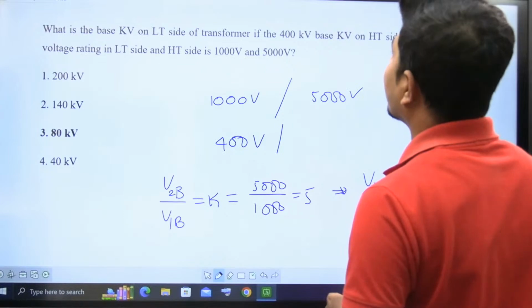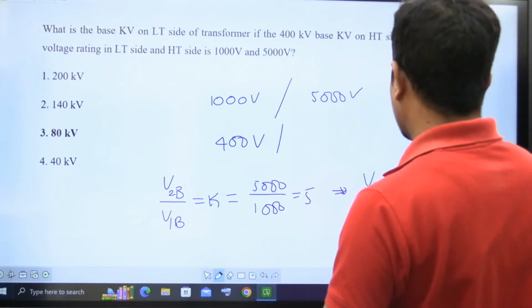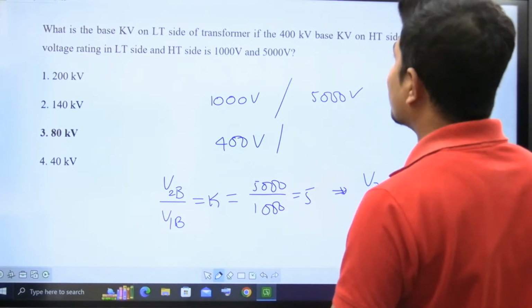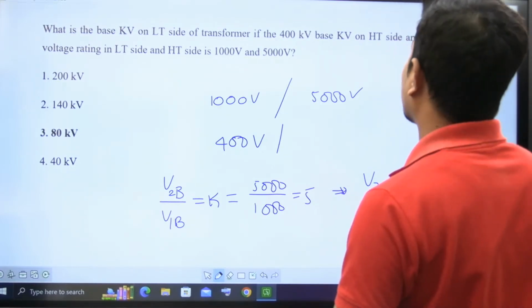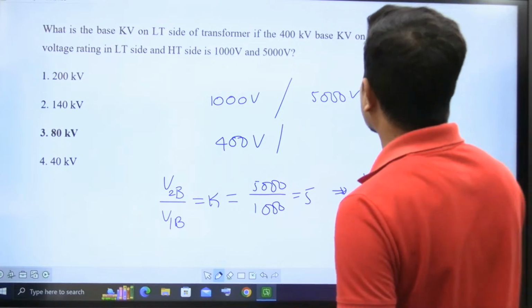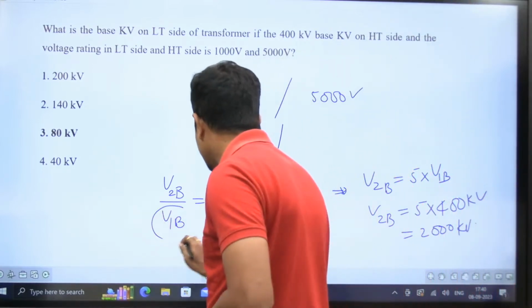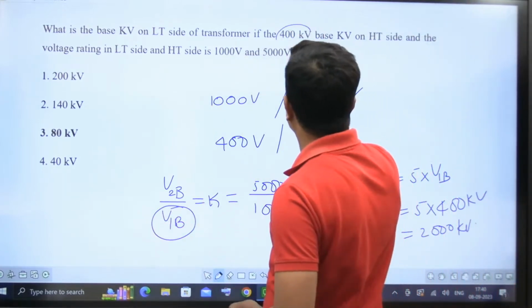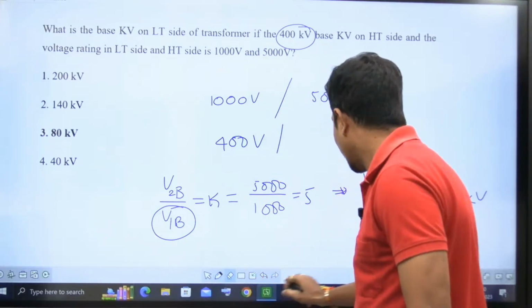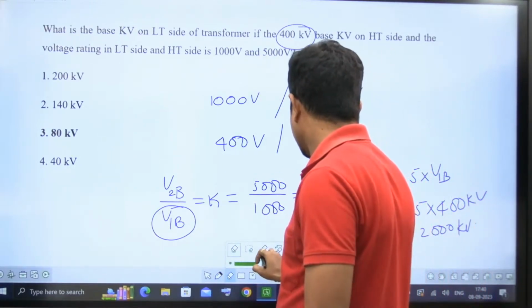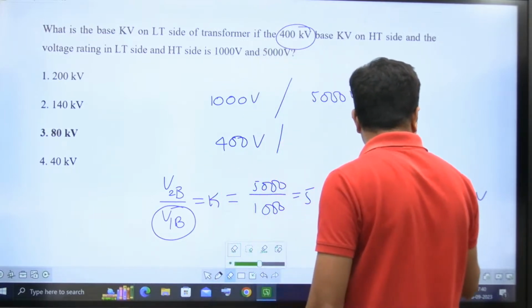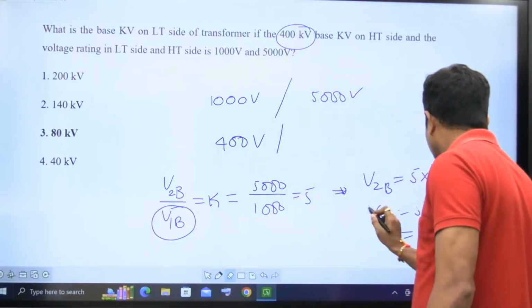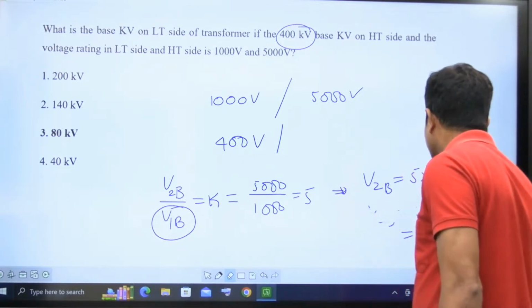Just check which side he has given. So he's asking V2 base or V1 base. What is the base kV on the LT side of the transformer? Okay, he's asking for the LT side. He is asking for V1 base. Therefore, he has given this one as V2 base. Sorry, I have to correct it. Just observe, I'm correcting it. Here I have to correct. He has given V1 base. He's asking for V2 base.